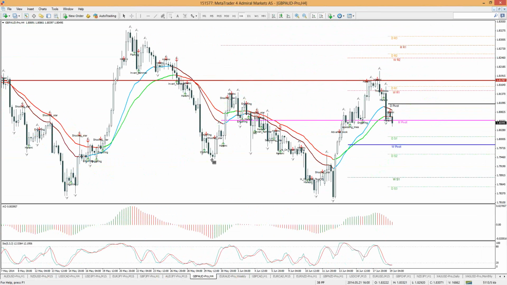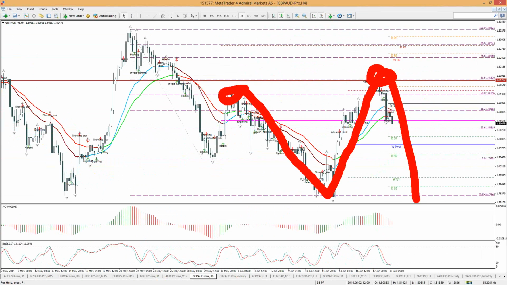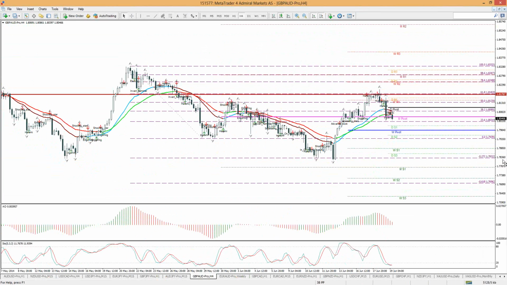Here, for instance, you can see 50 fib down to minus 272 target, and price now bouncing off the 61.8. So let me show you that. Right here, 50 down to minus 272, up to minus 618. That pattern you see a lot in the Forex market. So the next bearish target could be minus 618. There could be a lot of bearish momentum coming in.